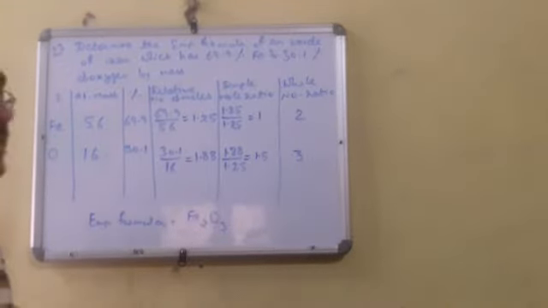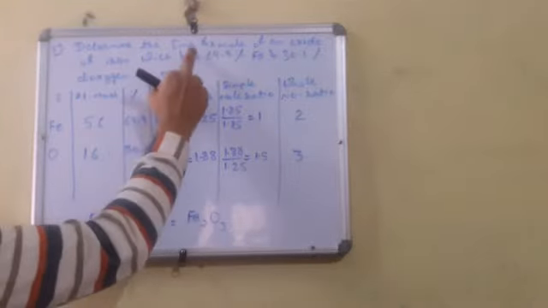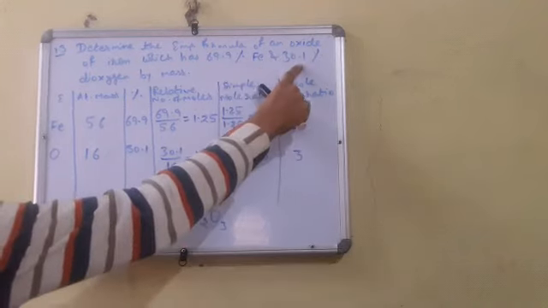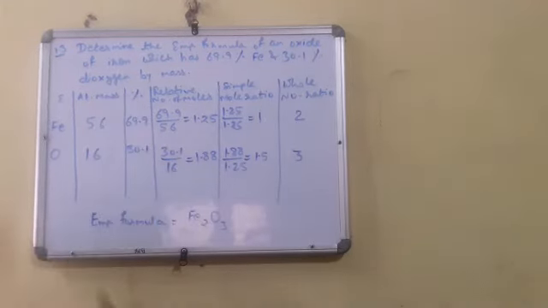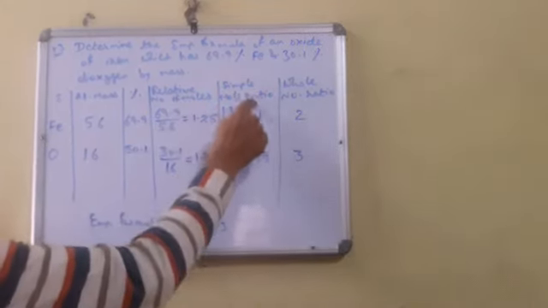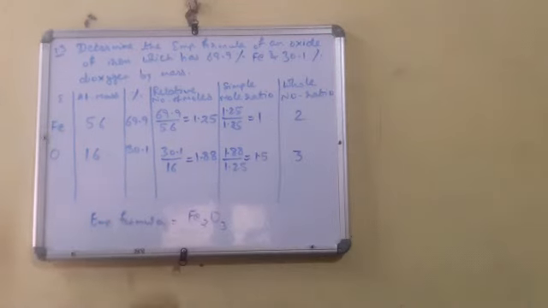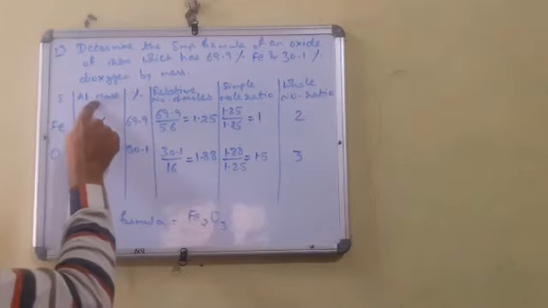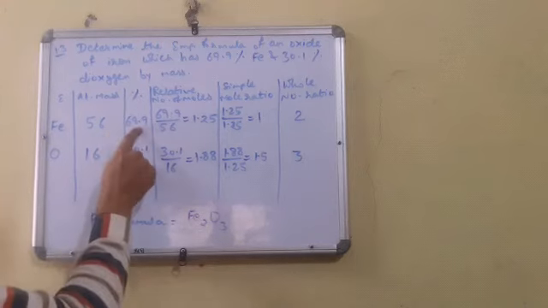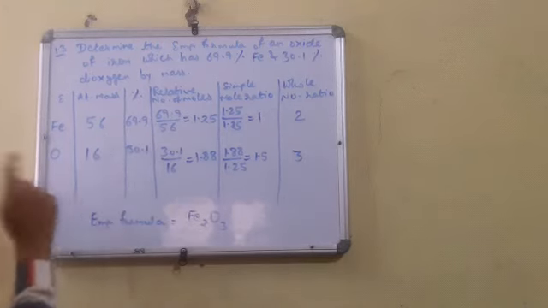Now students, see exercise question 1.3. In this question you have to find the empirical formula of an oxide of iron. Determine the empirical formula of an oxide of iron which has 69.9% iron, Fe, and 30.1% dioxygen by mass. Fine, we will make the same table: element, atomic mass, percentage, relative number of moles, simple mole ratio and whole number ratio. Now the elements are iron and oxygen. The atomic mass of iron is 56 and oxygen is 16, we know. The percentage is given, 69.9 is iron and 30.1 is oxygen.